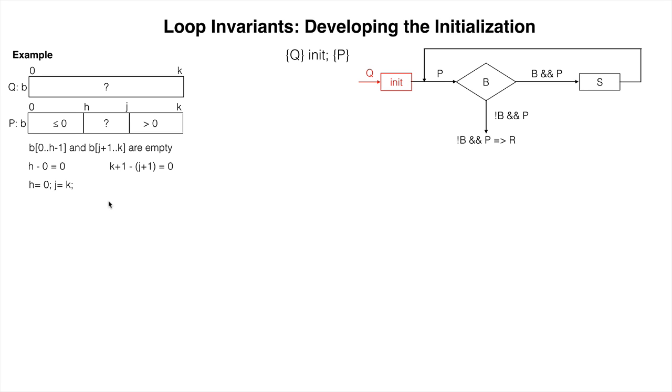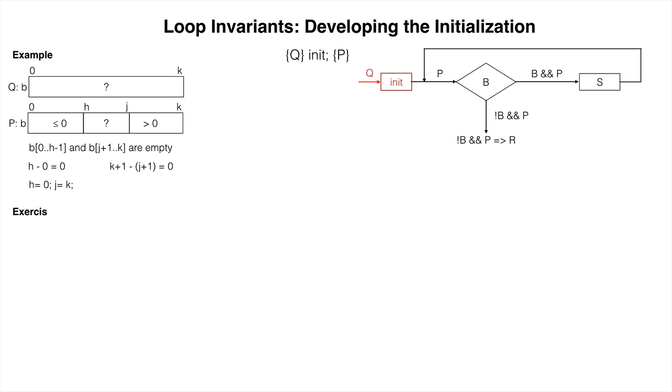There is another way to find the initial values of h and j without using the formula. First, look at Q. The first unknown value is b sub 0. Now, look at P. The first unknown value is b sub h. Therefore, we need h to equal 0 initially. Likewise, the last unknown value in Q is b sub k. The last unknown value in P is b sub j. This tells us that initially we need j to equal k.